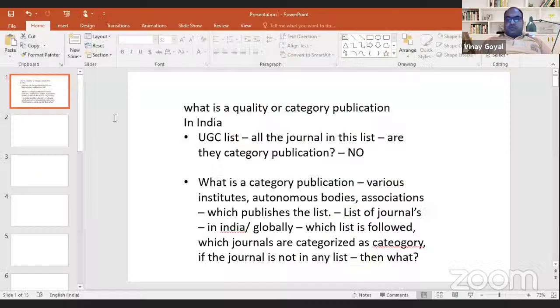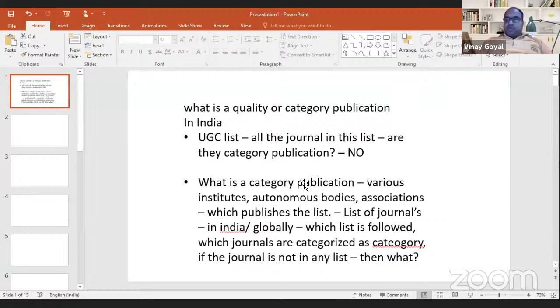Right, sorry. So what I was talking about is, what is a category journal? Now, when I'm talking about what is a category journal, let me start writing something about category journal. This is what I am showing you.